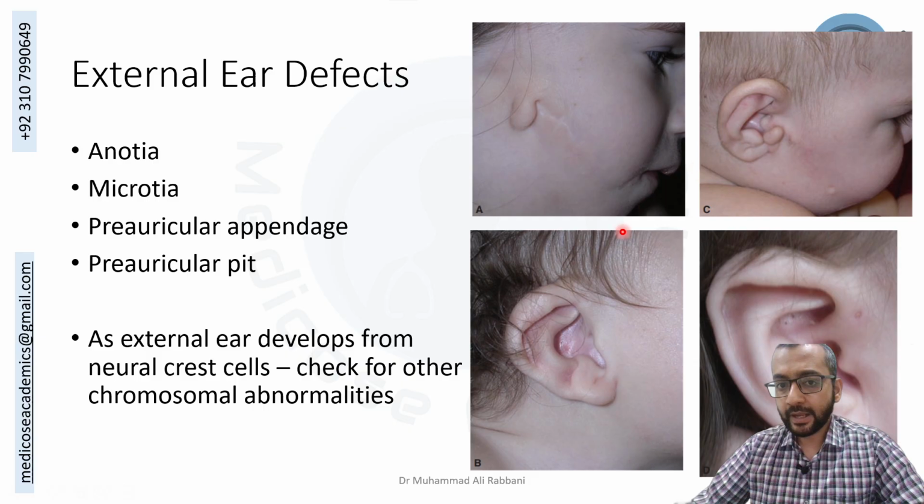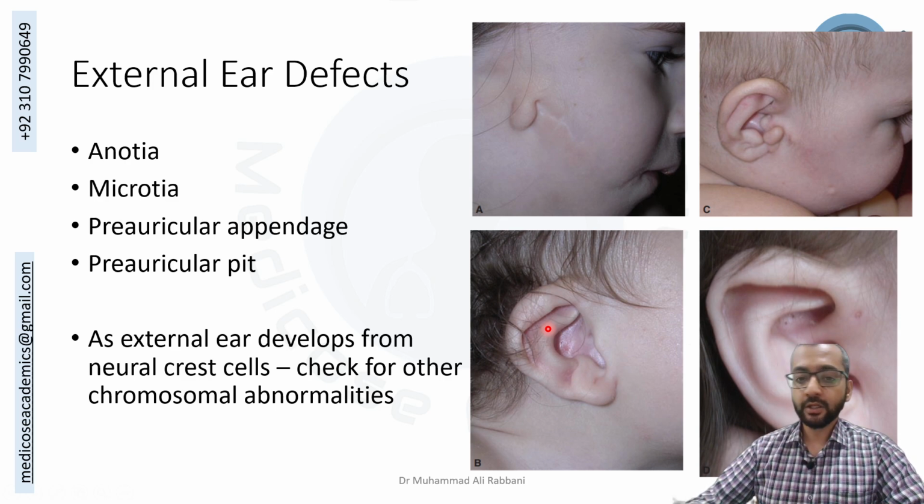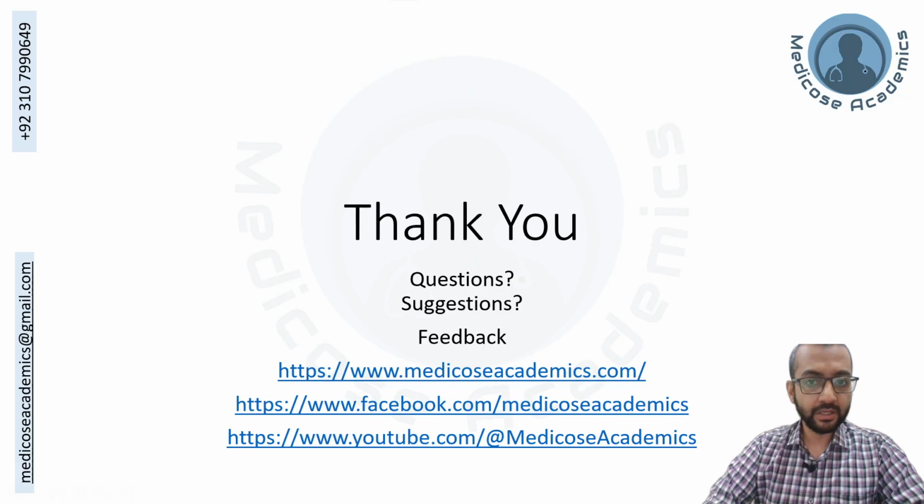So any abnormality of the ear should trigger the physician to check for the presence of any other chromosomal abnormalities, because a lot of people with ear abnormalities will have cardiac anomalies and facial abnormalities, because those things are also dependent upon neural crest cells.